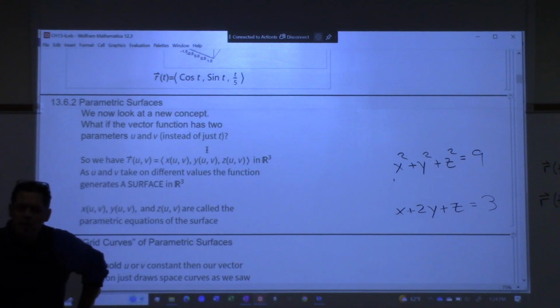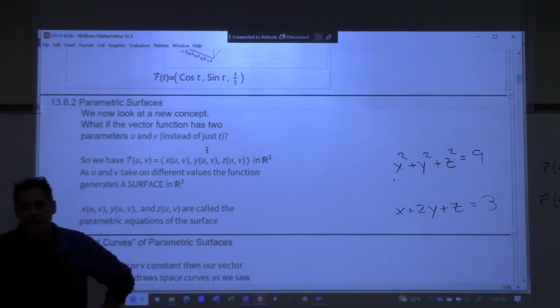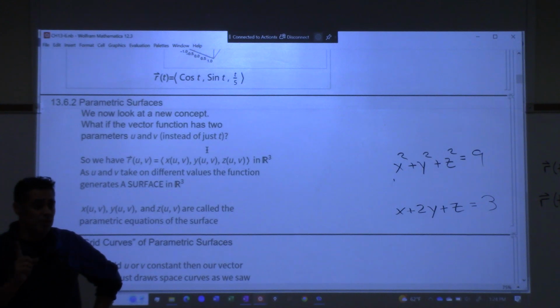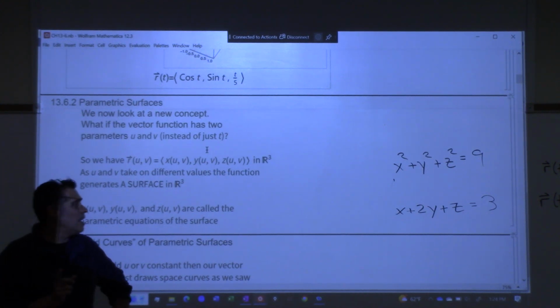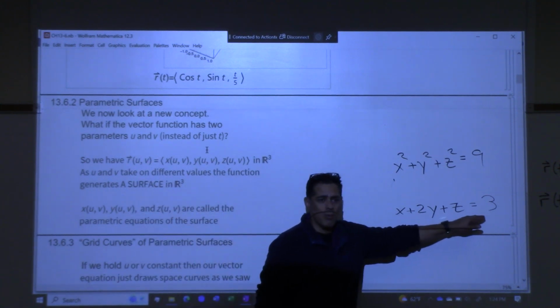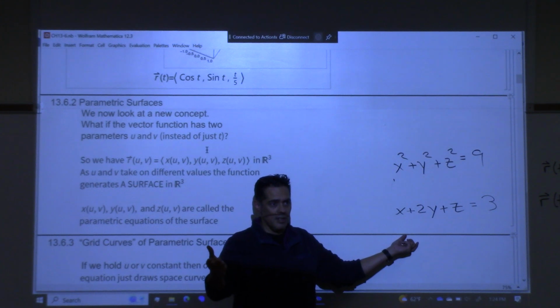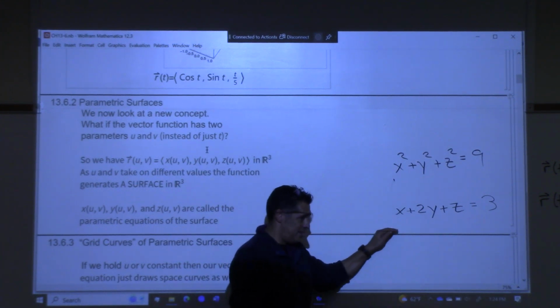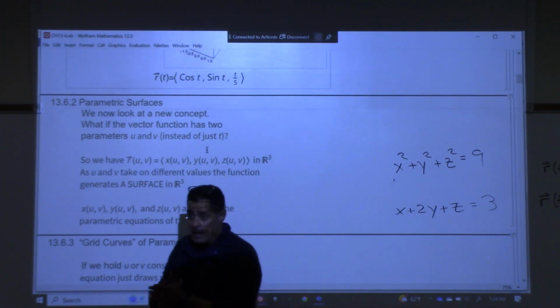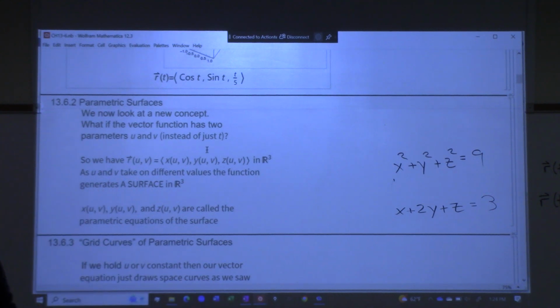Do y'all remember, it was a long time ago, I said we can find the vector equation of a line, right? And then I asked, do you think there's a way we can find the vector equation of a plane? I said yes, there is, but it won't come till chapter 13. For now, the equation of a plane is this. So now we're ready for parametric surfaces.